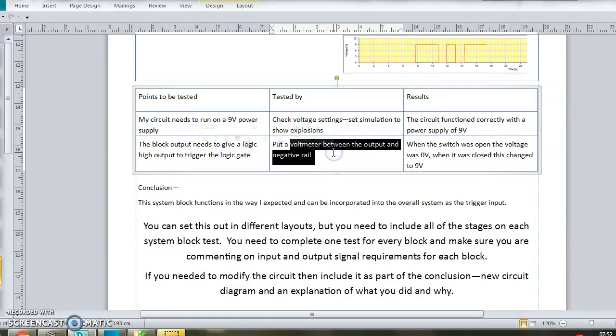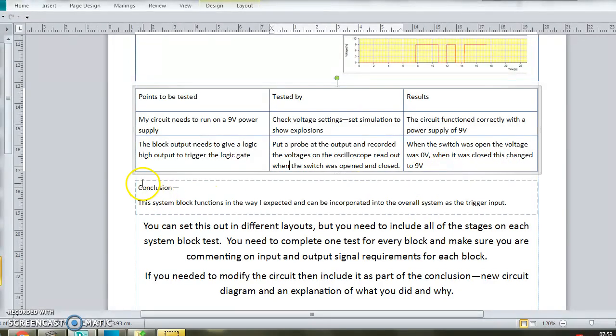I have put a probe at the output and recorded the voltages on the oscilloscope readout when the switch was opened and closed. There we go. Oh, that's not how you spell it. My results: circuit functioned correctly with 9 volts, and I had the right voltages at the right times.